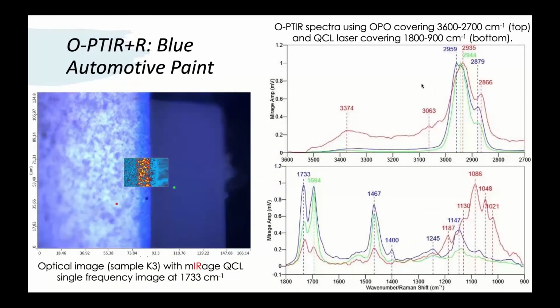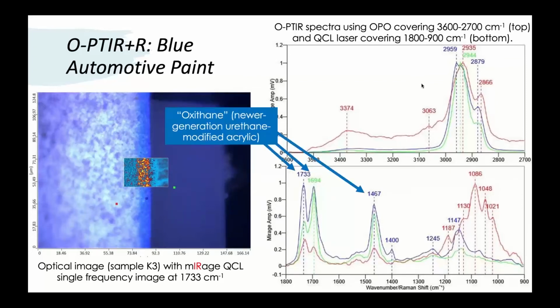So here are some of the results of our analysis. Now this shows a blue paint sample, which we called K3. And on the left, we have an optical image with a single frequency image overlaid on the inside. And you can see how, even just looking at one peak, the 1733, you can really see the distinct layers between the different paints. On the right, you have the different spectra, one from the OPO laser and the other from the QCL laser, showing valuable spectral information that enables spectral interpretation.